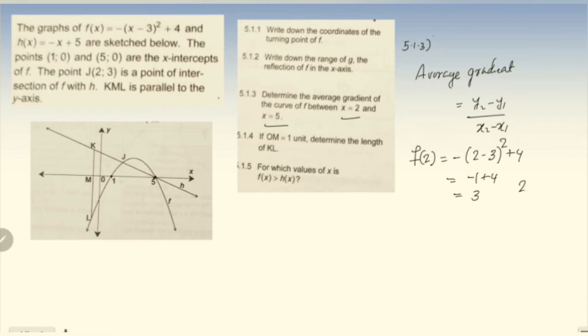So we got the first point, 2, 3. Then the next y value is f of 5. So the x value is given as 5. Then I am doing the same thing that I did just now. That is, minus of x value becomes 5 minus 3 all squared plus 4. So it is going to be minus 2 squared plus 4, which is 0. So this point has x value 5, y value 0.